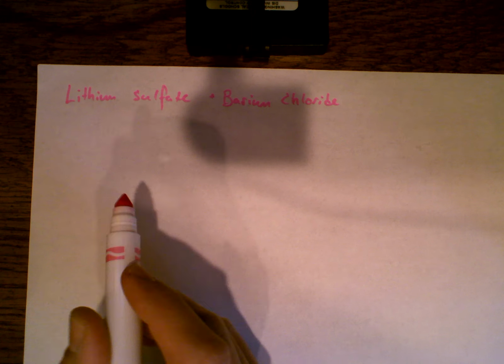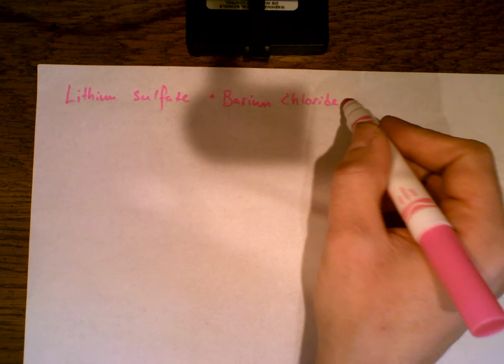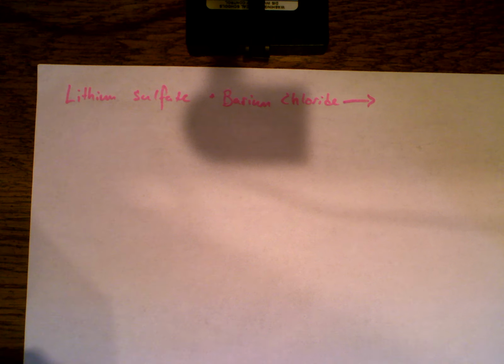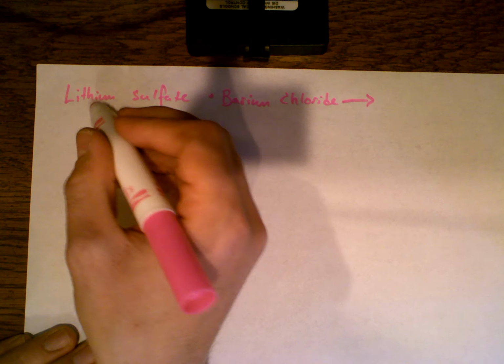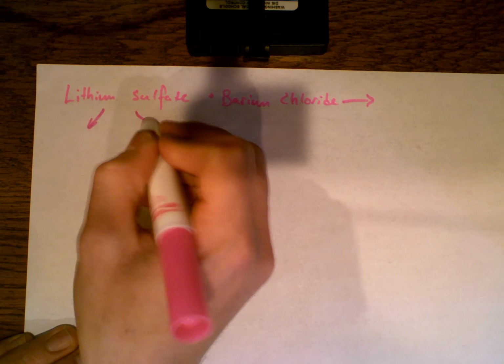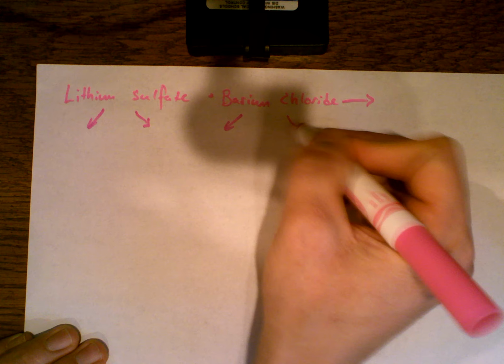Okay, so lithium sulfate and barium chloride. Again, one of the first steps is to decide what the ions are, and then we're going to do a swap. I'm going to separate these out, because if there are solutions at the beginning, they're just going to be pairs of ions. So the first step is separating everything out.